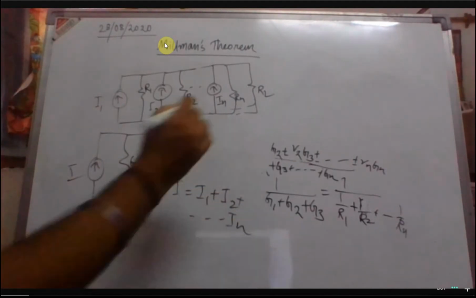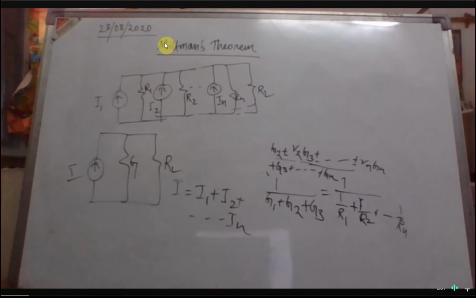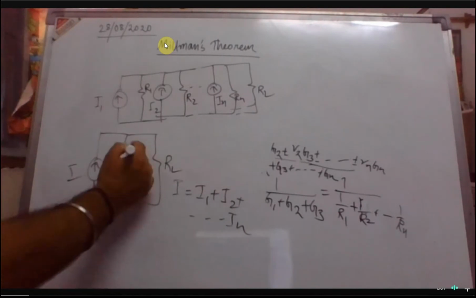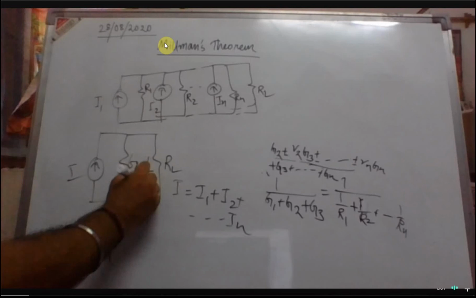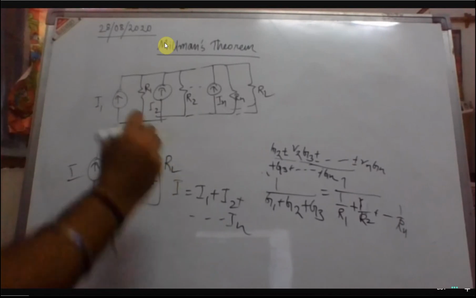So here, this value I will be equal to I1 plus I2 plus up to In, and R internal can easily be found out. Here G means nothing, it is G equals 1 by R internal. This is the equation.